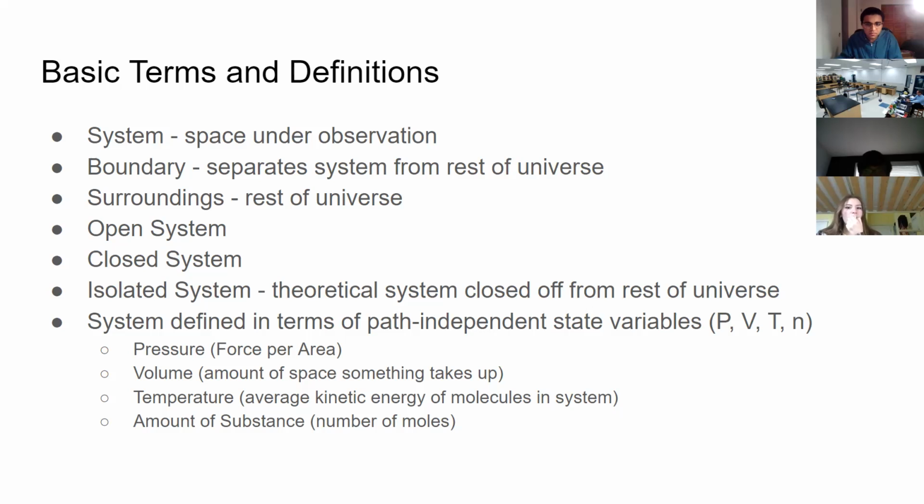And then systems defined in terms of path-independent state variables. We use these variables P, V, T, N, and P is pressure, and V is volume, amount of space something takes up, and T is temperature. And temperature is the average kinetic energy of molecules in the system. So it relates to how fast they're moving and their kinetic energy, their mass as well. And then there's amount of substance that's in the number of moles. And moles are just units for how many atoms the substance has.